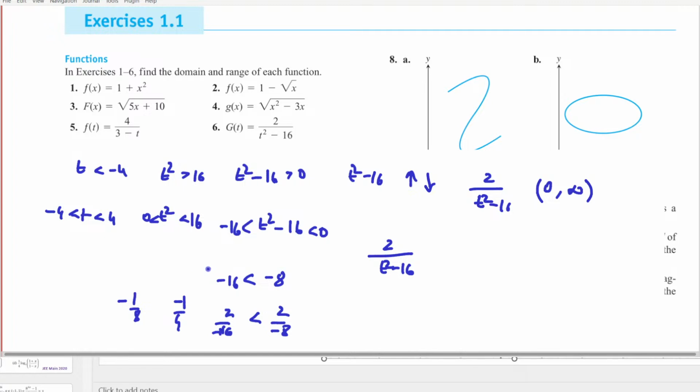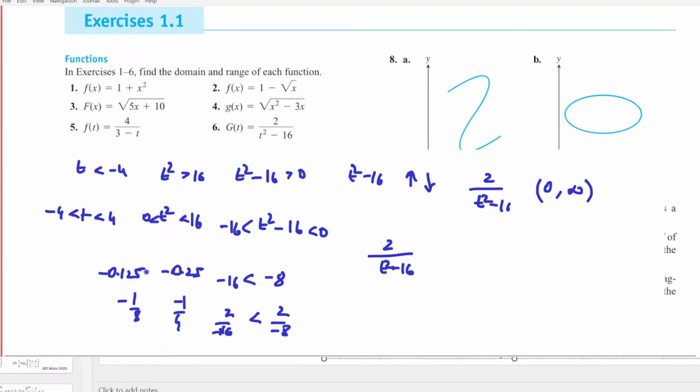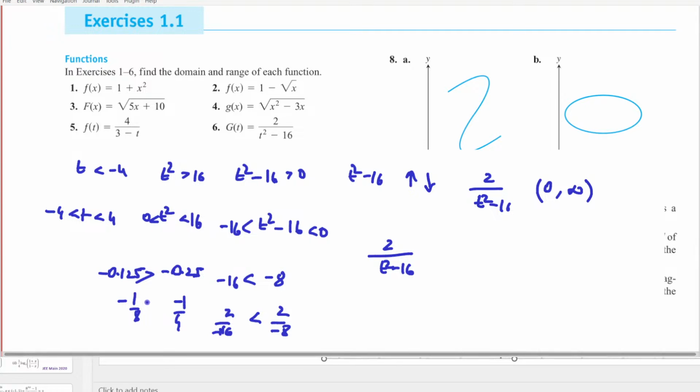Okay, which is bigger? Which is bigger? Sir, which one are you talking about, sir? No, no, minus 1 by 8 and minus 1 by 4. Minus 1 by 4 is bigger. Which is greater? Sir, minus 1 by 4 is greater. Minus 1 by 4 is what? Minus 0.25, right? And this is minus 0.125, right? So which is bigger? Sir, minus 0.25 is greater, no, sir? This is greater, no?